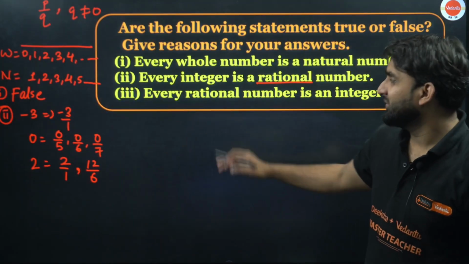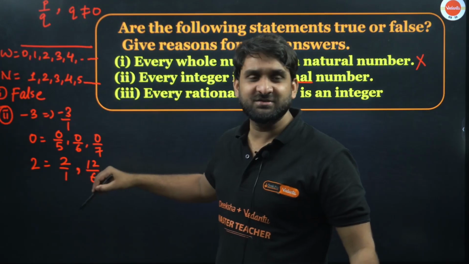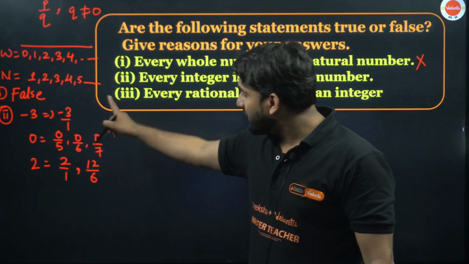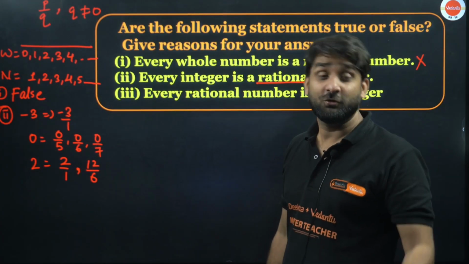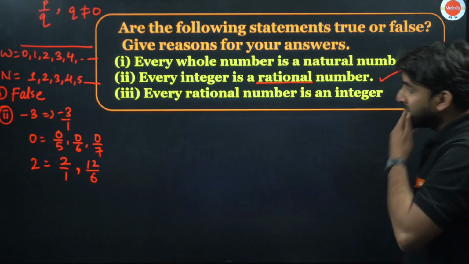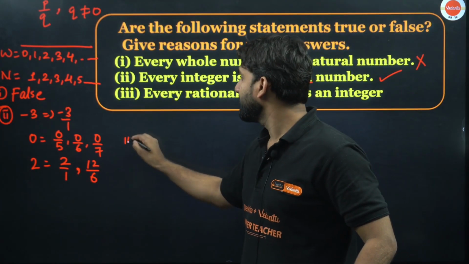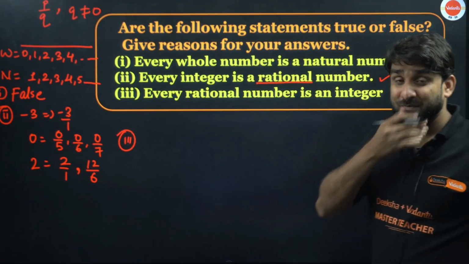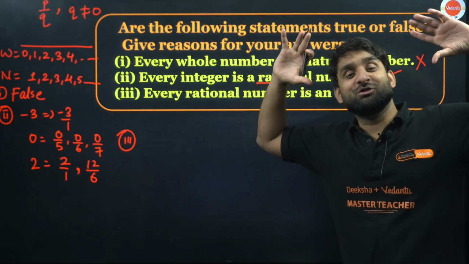So whether negative integer is there, 0 is there, or positive integer is there, all can be written in the form of p by q. So all are rational numbers. So this is absolutely true. Okay, moving to third question. Every rational number is an integer. Wow. Every rational number is an integer.